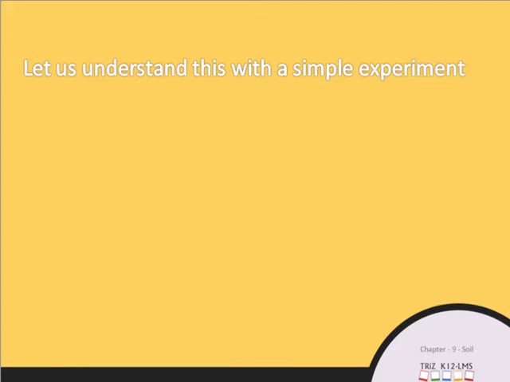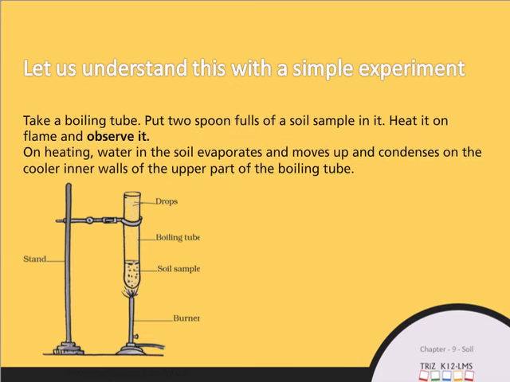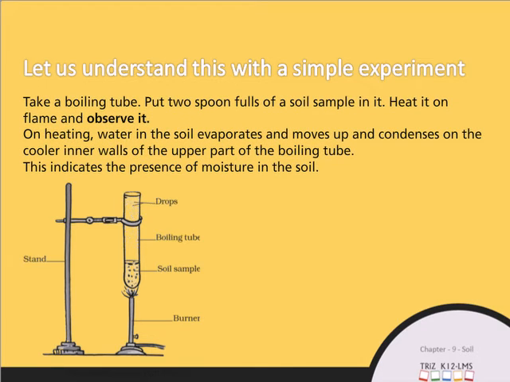Let us understand this with a simple experiment. Take a boiling tube. Put 2 spoonfuls of a soil sample in it. Heat it on flame and observe it. On heating, water in the soil evaporates and moves up and condenses on the cooler inner walls of the upper part of the boiling tube. This indicates the presence of moisture in the soil.